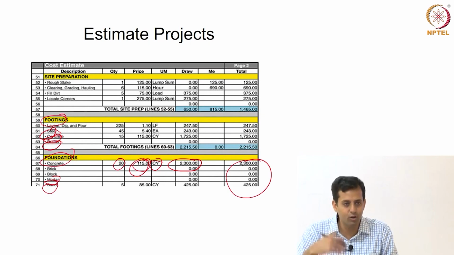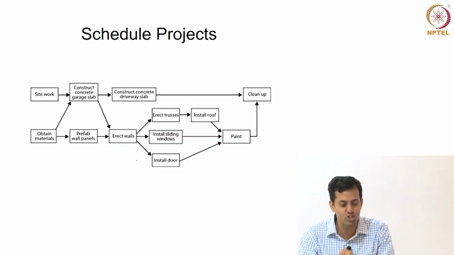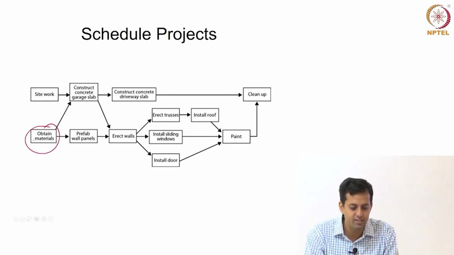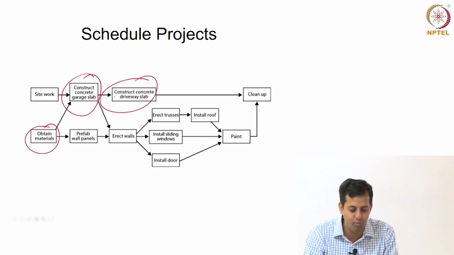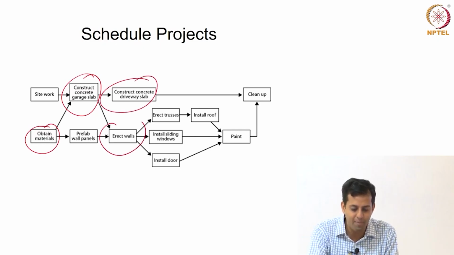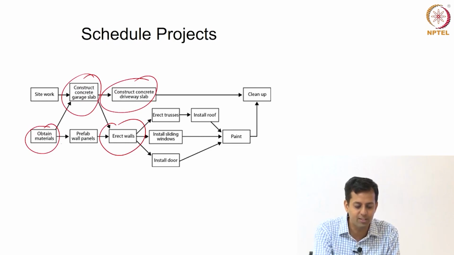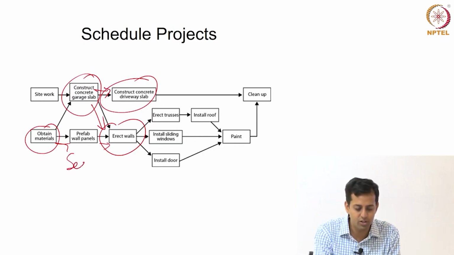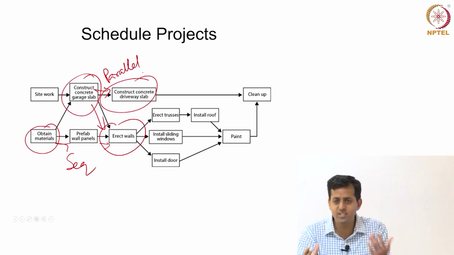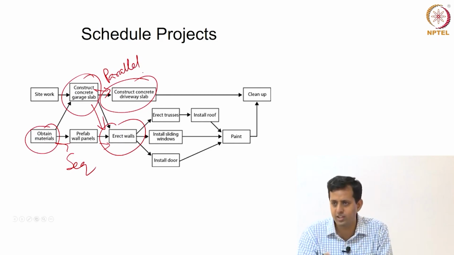Once you've estimated and selected a contractor, you've got to schedule the project, plan what comes first. I've got to obtain materials, then construct the garage slab, then construct the driveway. After I construct the slab, I can erect the walls. Some of these things happen in sequence, some happen in parallel. So this is sequential, this is parallel. There are very many ways in which I can sequence a project, so I've got to think carefully and do all of this sequencing.